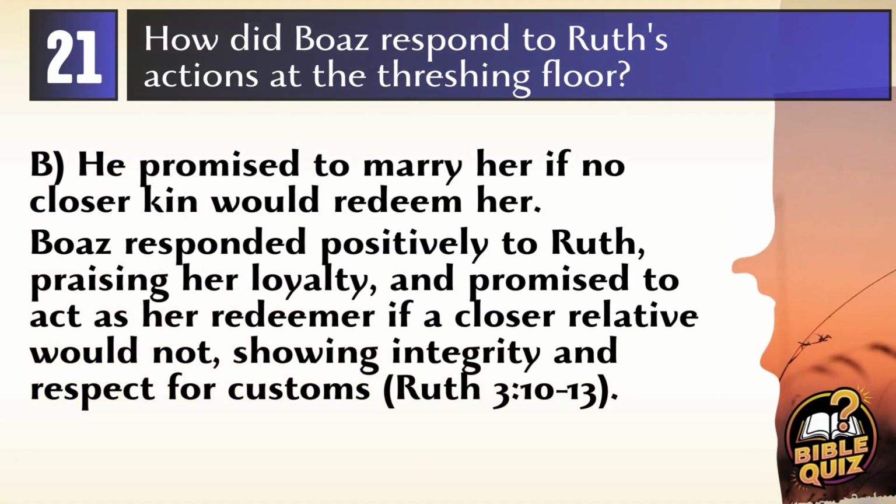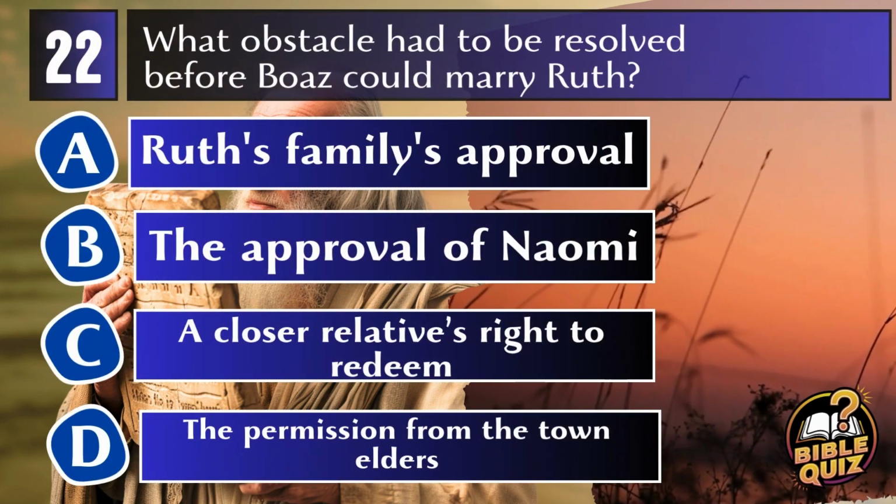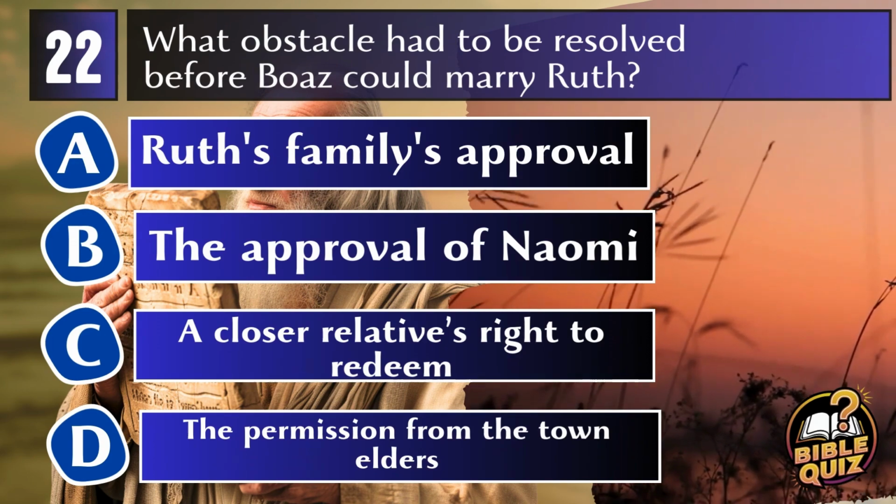Answer: B. He promised to marry her if no closer kin would redeem her. Boaz responded positively to Ruth's actions at the threshing floor, praising her loyalty, and promised to act as her redeemer if a closer relative did not fulfill that role, demonstrating his integrity and respect for customs. Ruth 3:10-13.